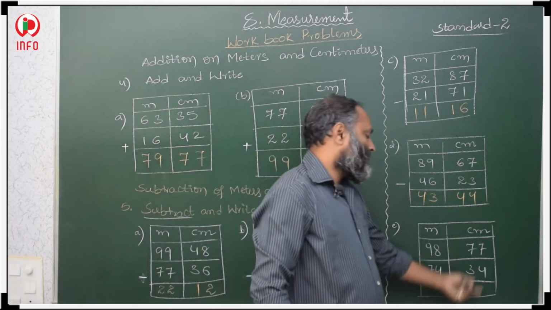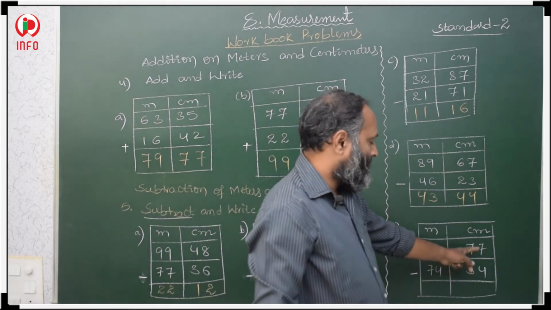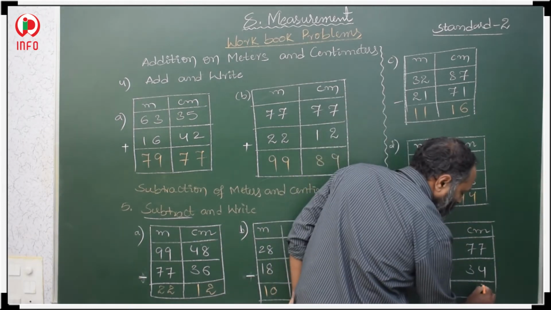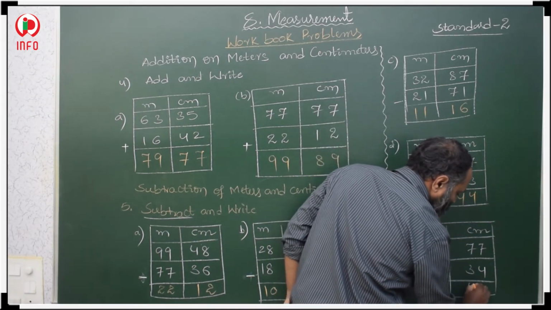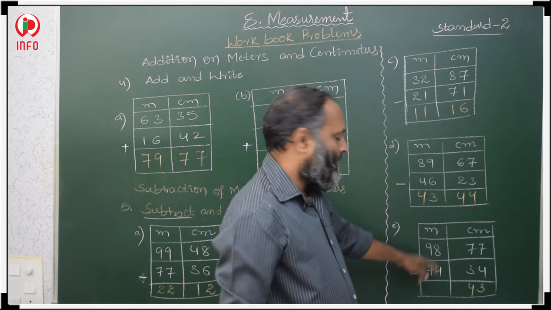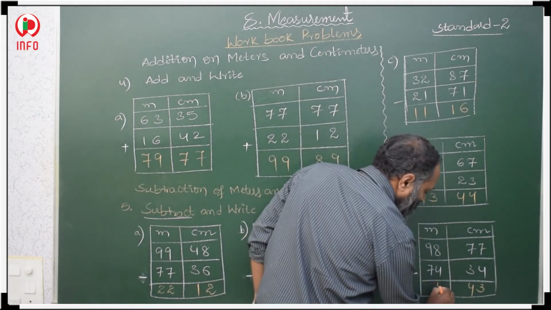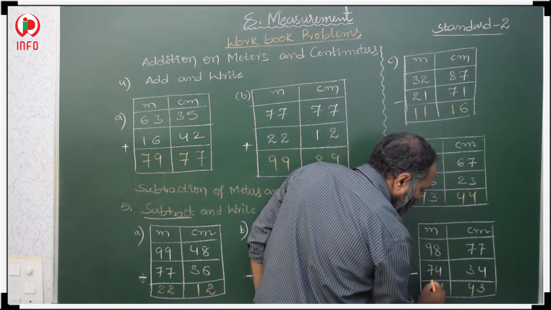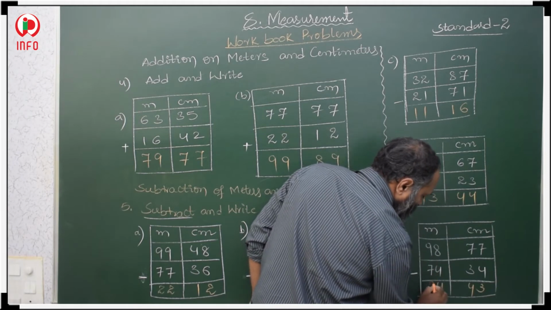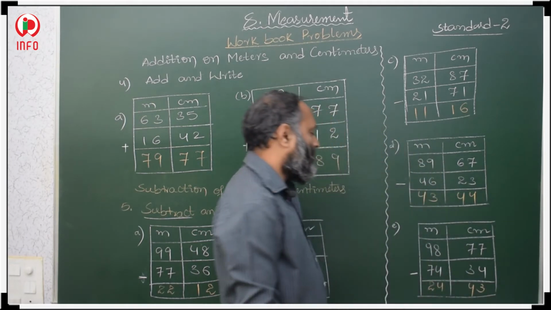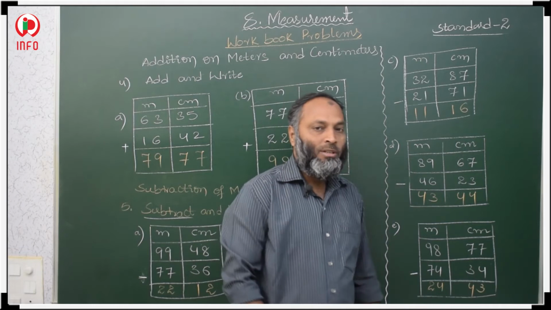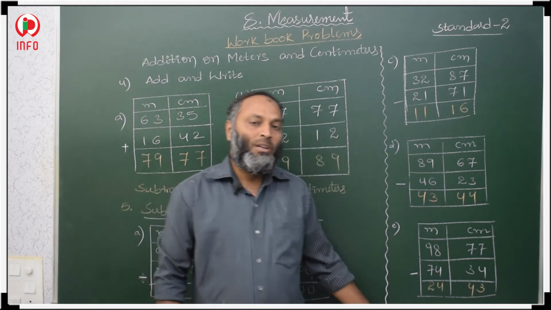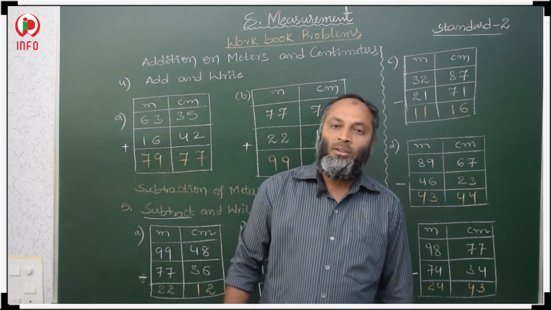Now, centimeters we have to subtract first. 7 minus 4 is 3. 7 minus 3 is 4. 8 minus 4 is 4. 9 minus 7 is 2. 24 meters, 43 centimeters. So, in subtraction one more question is there that you do as your home assignment.